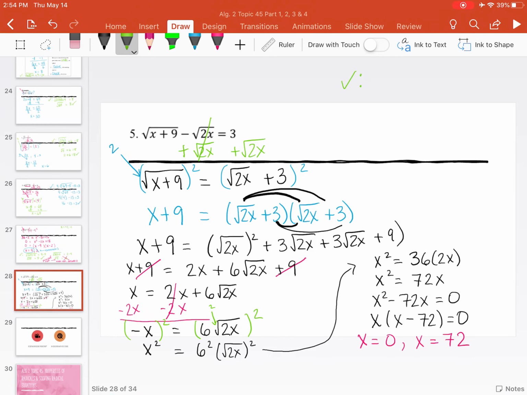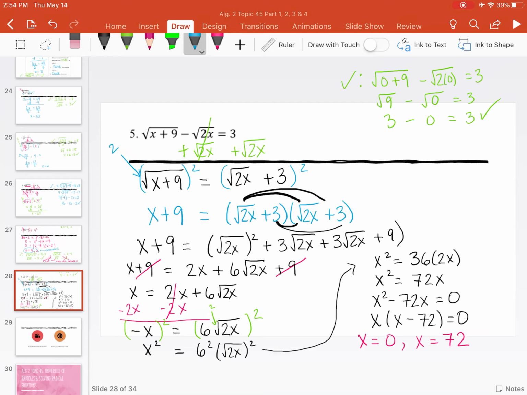If I plug into the original equation, let's plug in 0 first. So I have the square root of 0 plus 9 minus the square root of 2 times 0 should give me 3. Now the square root of 0 plus 9 is just the square root of 9, which simplifies to 3. The square root of 2 times 0 is the square root of 0, which is 0. 3 minus 0 is 3.